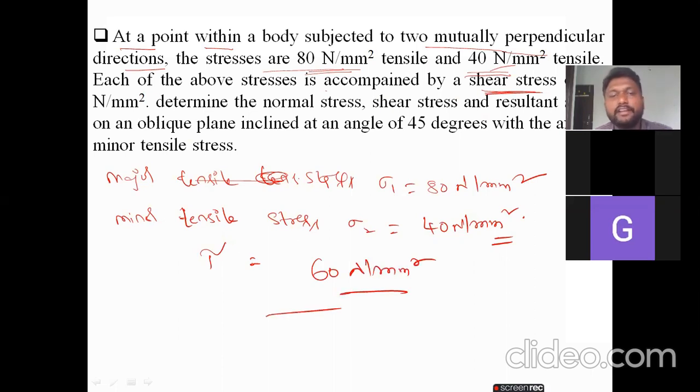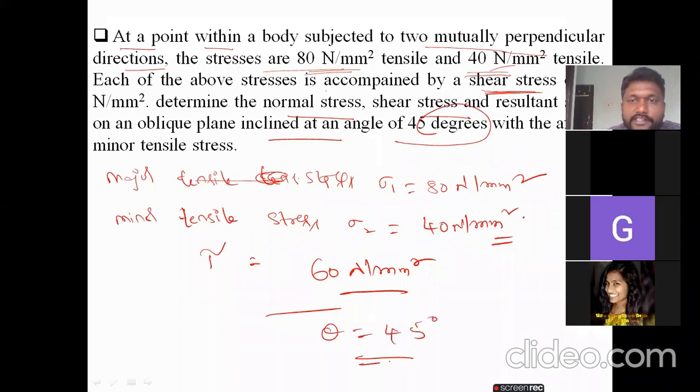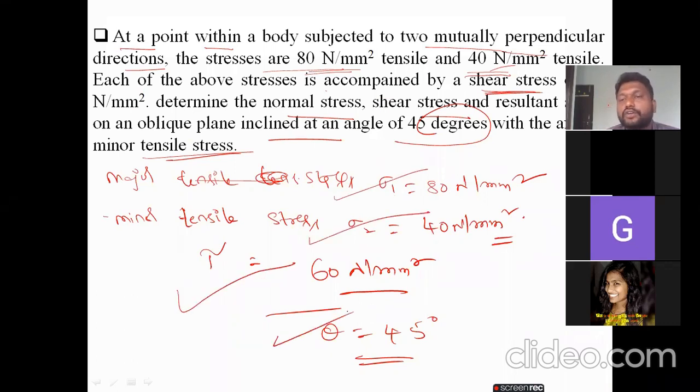Now what are they asking? Determine the normal stress, shear stress, and also resultant stress on an oblique plane at an angle of 45 degrees, that means theta equal to 45 degrees, with the axis of minor tensile stress. That means you take theta 45 degrees directly. If it is major tensile stress, we have to subtract from 90 degrees, because it is right angles. So this is the given data: sigma 1 is 80, sigma 2 is 40, tau equals 60, theta equal to 45.